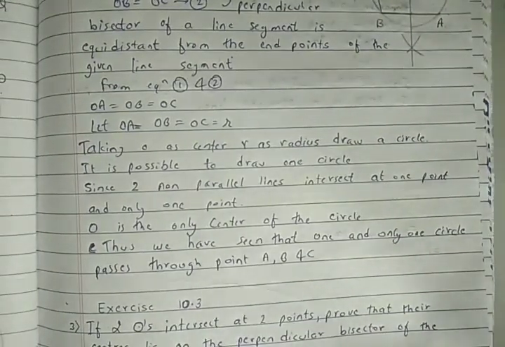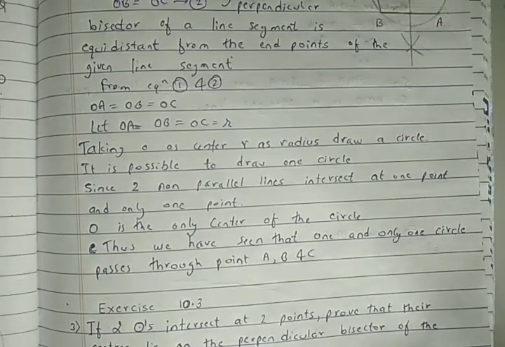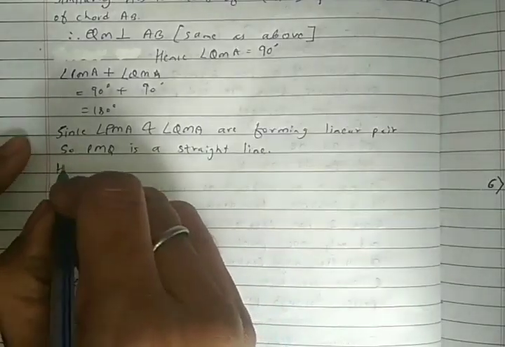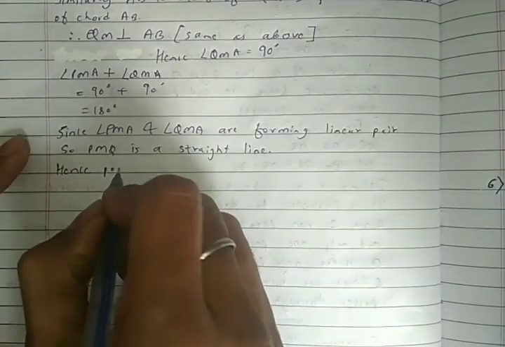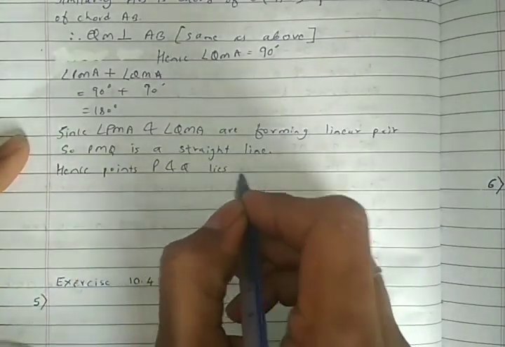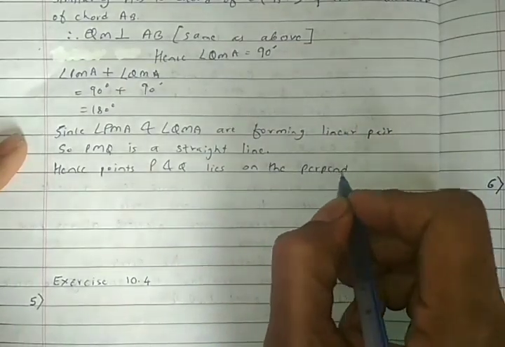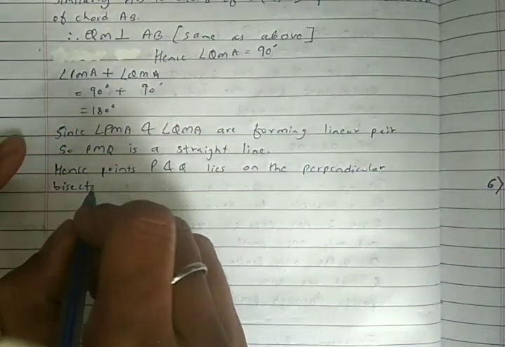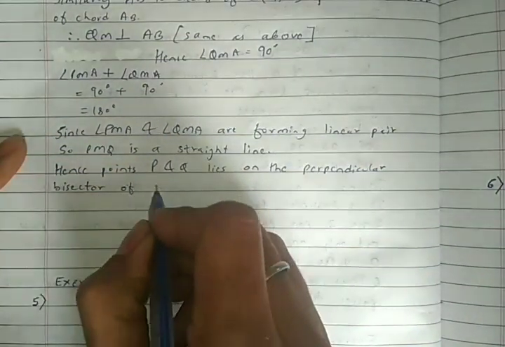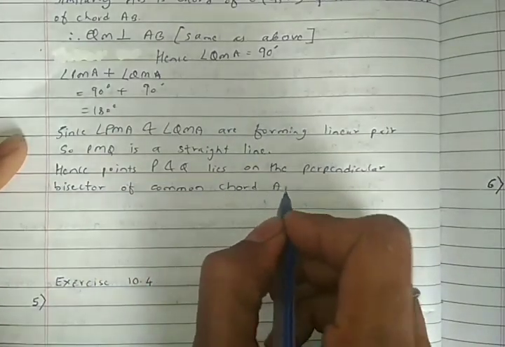Hence you can say that P and Q lie on the perpendicular bisector of chord AB. Hence we can say that points P and Q lie on the perpendicular bisector of common chord AB.